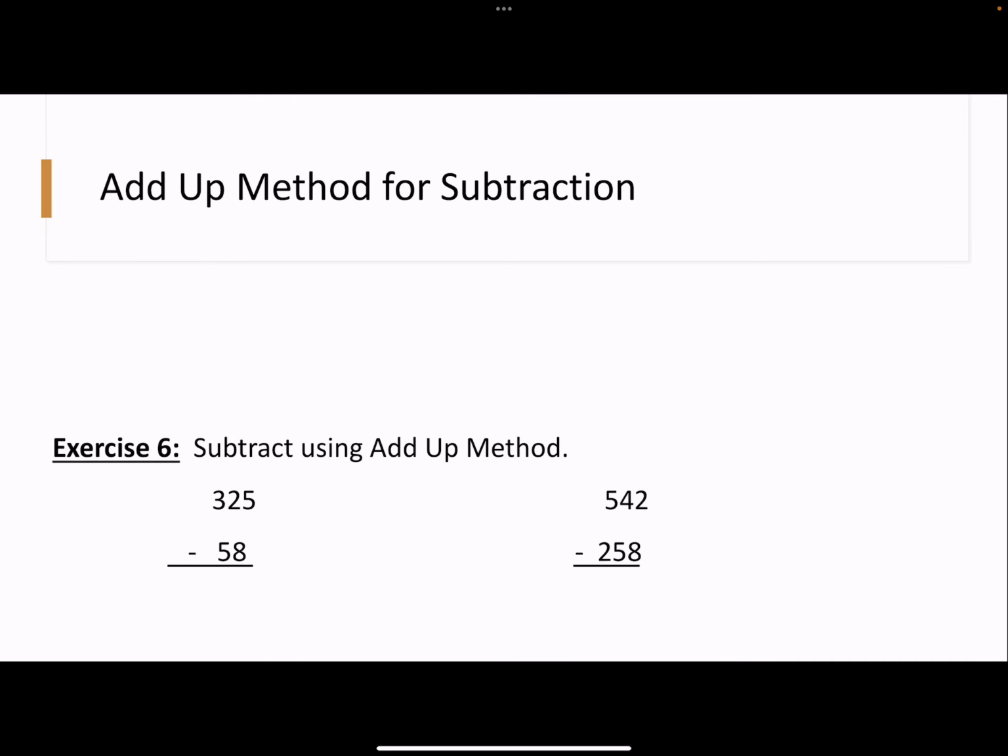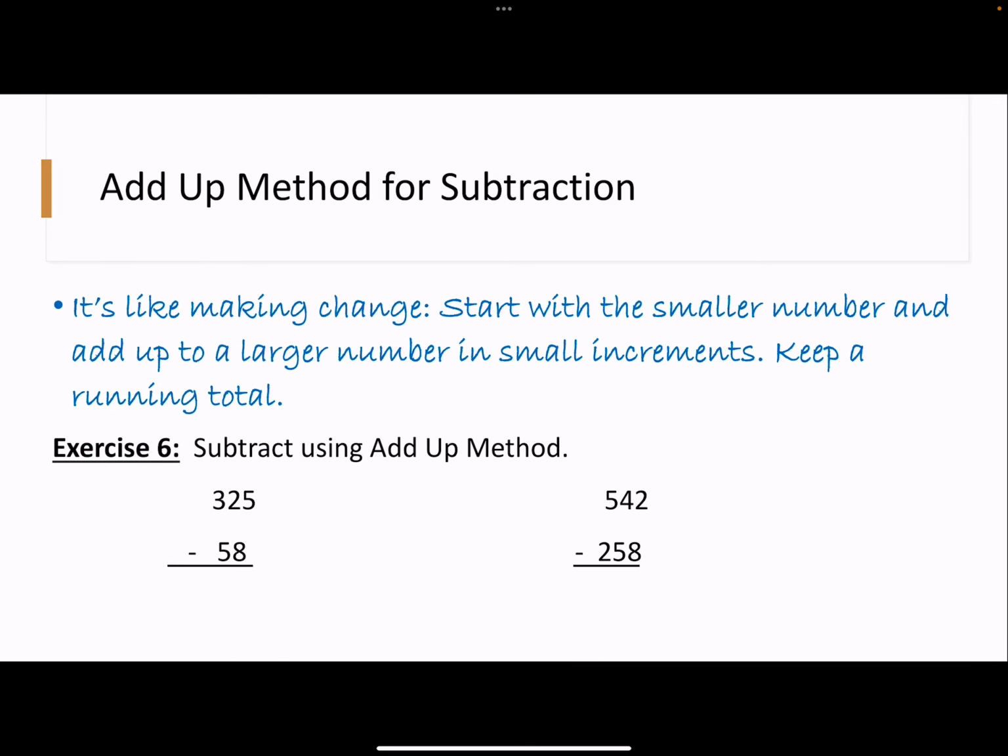The next algorithm is called the add-up method for subtraction. You probably have used this algorithm on a weekly basis and never even realized that you were doing it. One way to subtract is to use the add-up method. It's like making change. If you've ever worked in a restaurant and you had to make change for somebody, they gave you a 20 and their meal cost $18.37, and you added up from $18.37 to get to 20 to see how much change there was. That is what we're talking about here.